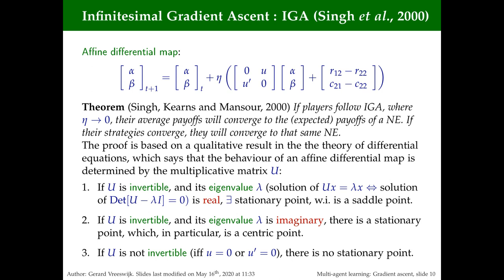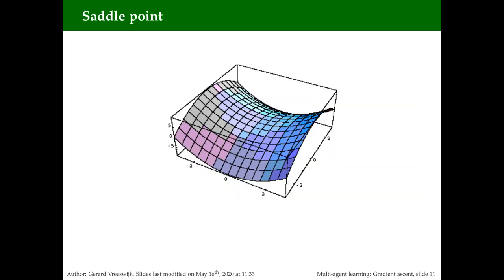And the third case, if the main matrix capital U is not invertible, which is equivalent to either one or both of the lowercase u and u prime being 0, there is no stationary point. So this is a saddle point. You see there's an optimum in one direction and a minimum in the other direction. That's called a saddle point. So let's go through a couple of examples to see what goes on and how you compute the eigenvalue.